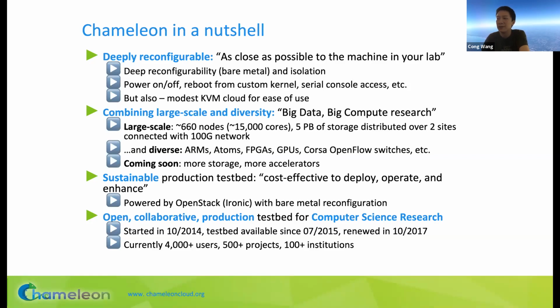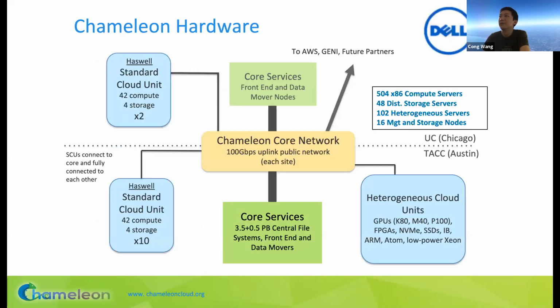Currently, Chameleon has over 4,000 users, and over 500 projects that come from over 100 institutions. This diagram shows the Chameleon hardware. As you see from here, Chameleon has 2 major sites. Those are 2 big sites. One is the University of Chicago, and the other one is the Texas Advanced Computing Center.